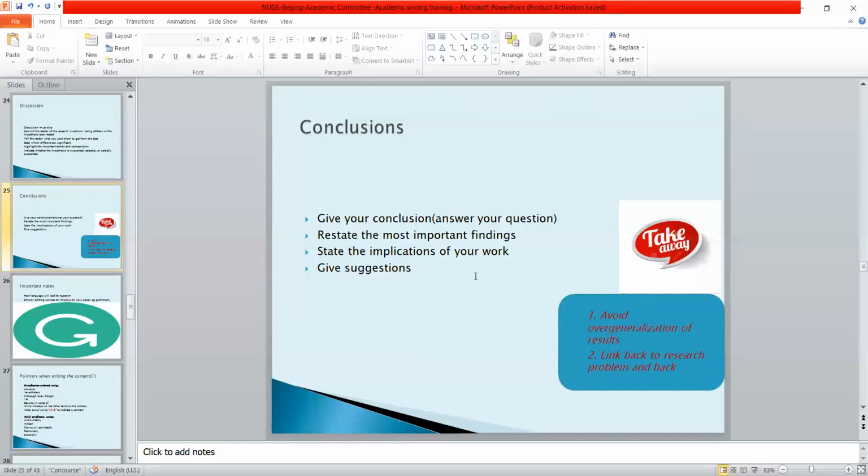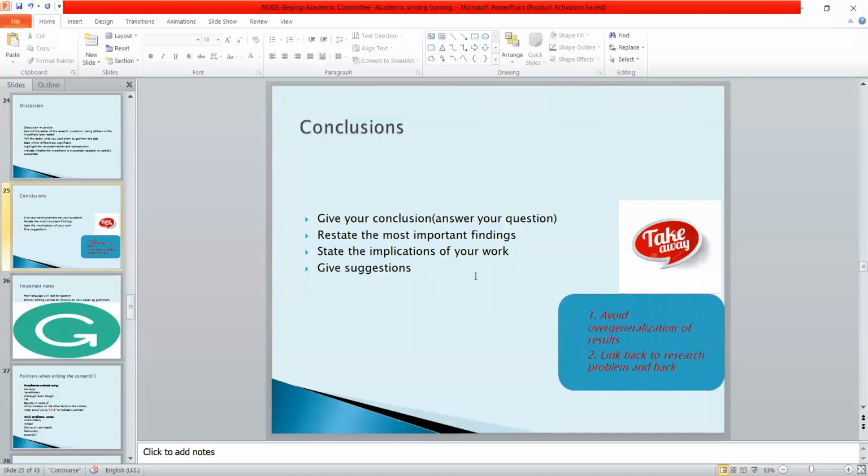You need to indicate it, highlight it in the conclusion, you restate it. You state the implication of your work. Now, every research that we do has implications. We either do research to advise policy decisions, to come out with a new conceptual framework, or to contribute to a new field of study or an existing field of study. So you must state your implication.